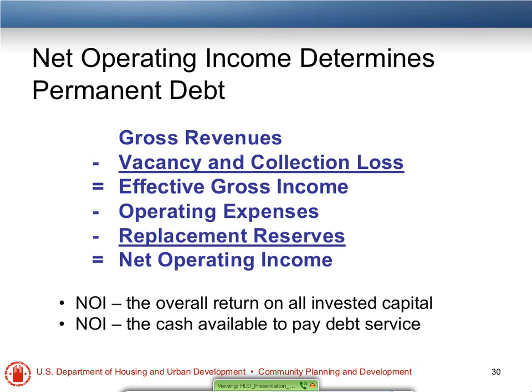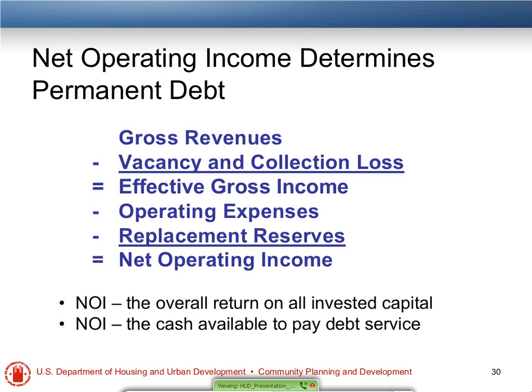If we look at our net operating income, that's going to be the major factor in determining what attracts bank debt, permanent debt to the project. In our formula here, we're going to start out with our gross revenues, our rents from the project, plus any miscellaneous revenue, maybe some interest on reserves or fees the tenants pay for late charges. And we're going to subtract from that a vacancy or a collection loss. And typically that is never going to be less than 5%.